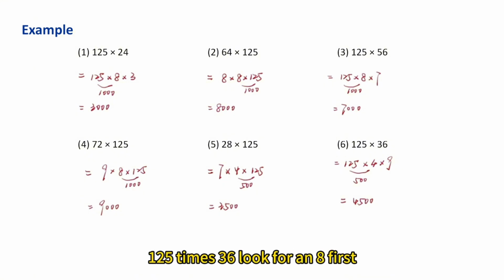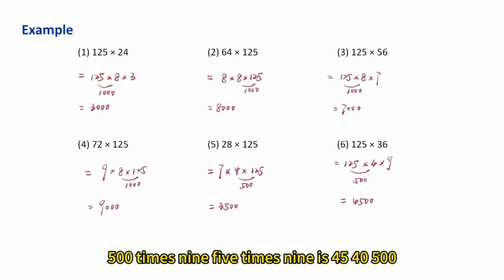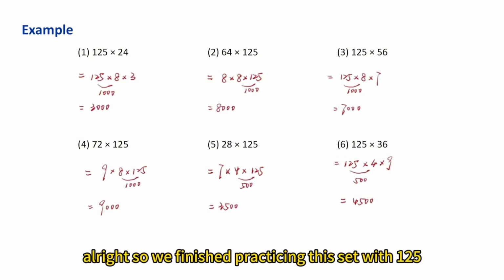Next. 125 times 36. Look for an 8 first. What times 8 is 36? Nothing. So look for a 4. 4 times 9 is 36. So it's times 4 then times 9. Let's go. 125 times 4 is, wait. I told you not to get it wrong. It's 500. Don't get it wrong, team. 500 times 9. 5 times 9 is 45. 4500. Alright. So we've finished practicing this set with 125.